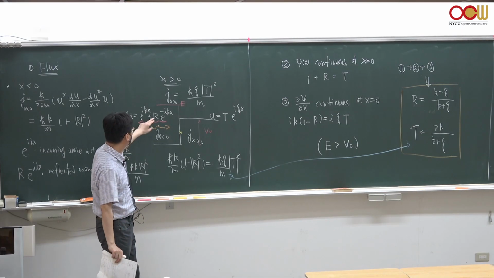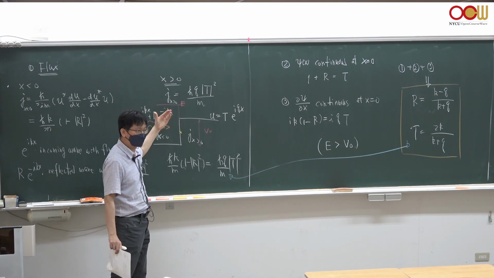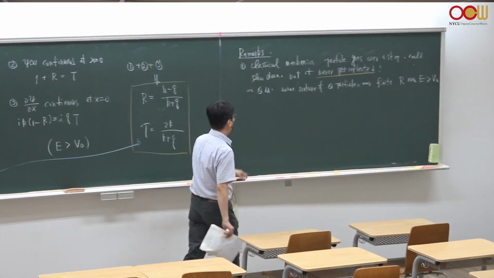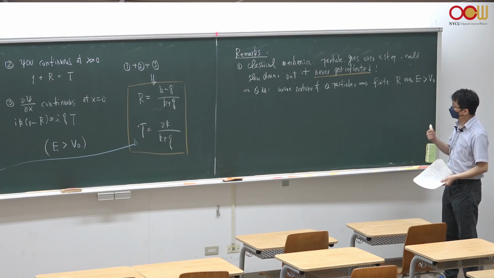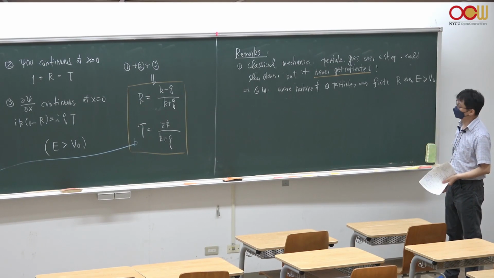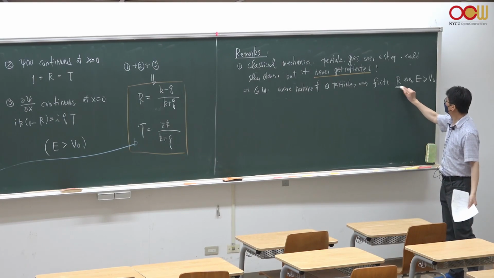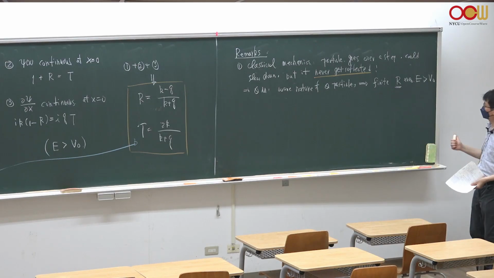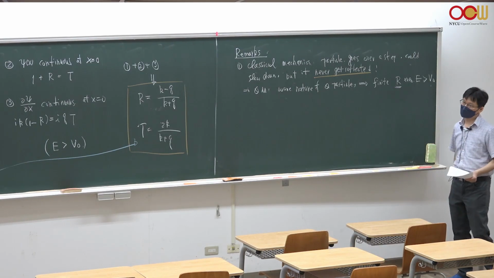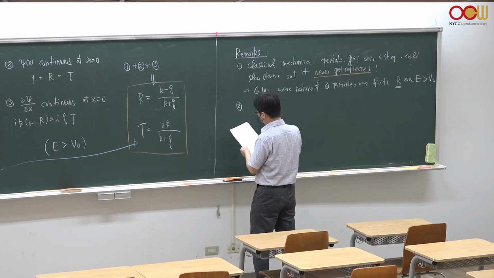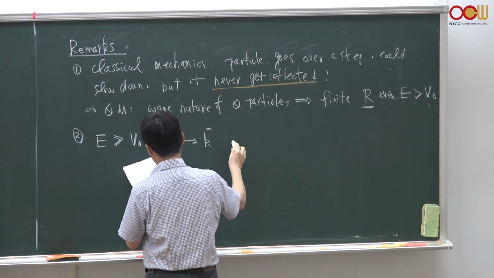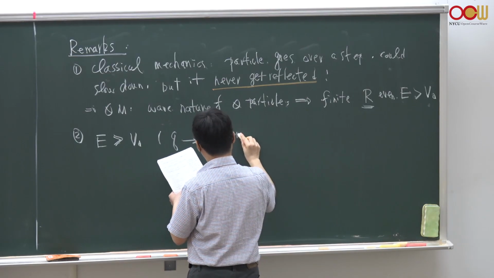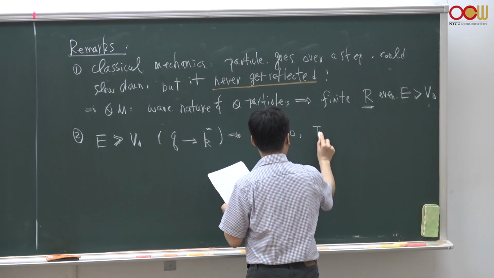So the reflected wave from this potential step problem is a consequence of the wave nature of a quantum particle. Once we imagine that this quantum particle has a wave nature, we can understand why there is a finite probability that a quantum particle gets reflected, even when the energy E is larger than V0. So number 2: when this energy, capital E, is much larger than V0, or this little q goes to K minus, then you get no reflection and total transmission.